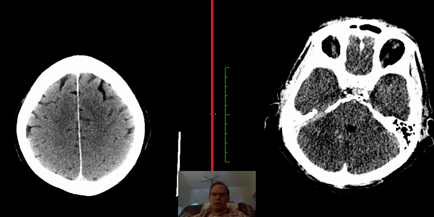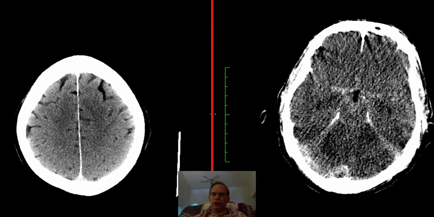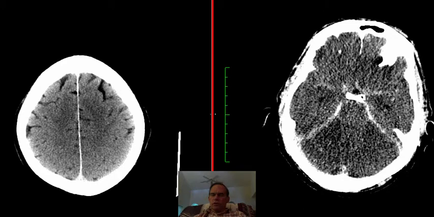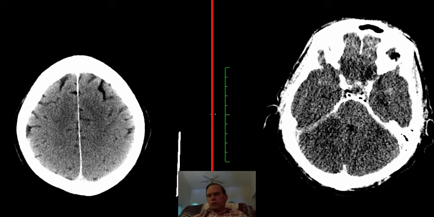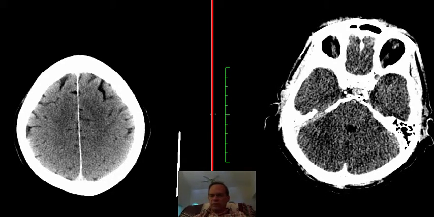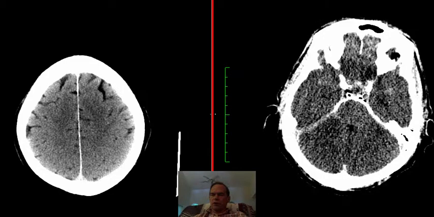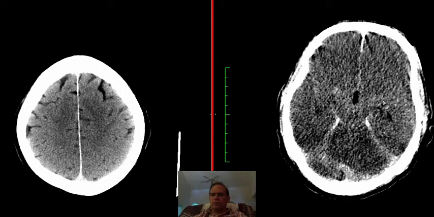Okay, here you can see how high attenuation the pituitary gland is compared with the brain, and that's because when you window the images for visualization of gray levels in the brain, you bring down the window level enough that relatively normal soft tissue structures like the pituitary acquire a higher attenuation.